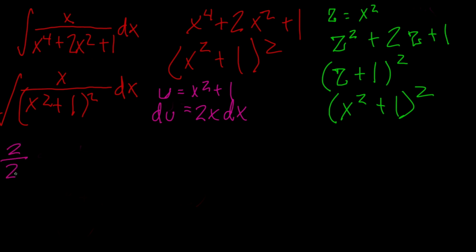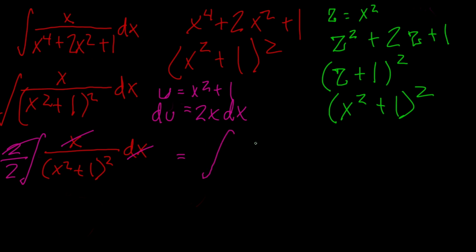So I'm going to do this, right? We're going to go 2 divided by 2, right, times the integral of x over x squared plus 1 squared, sorry, dx. Okay, now this x and this 2 and this dx, they give us a du, right? And this x squared plus 1 gives us a u, so we're going to get u squared. You see how that is? And now we have a leftover 1/2 that we have to take care of.